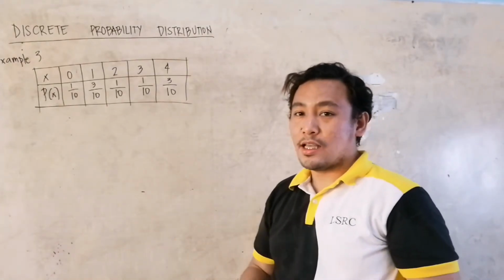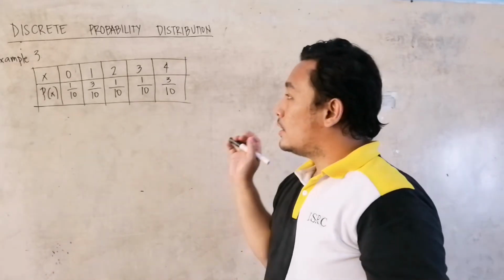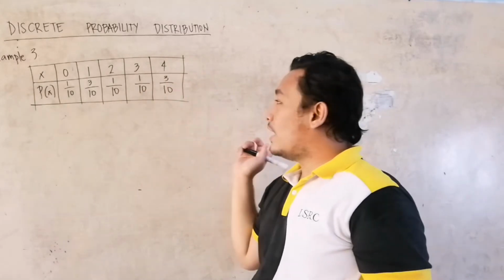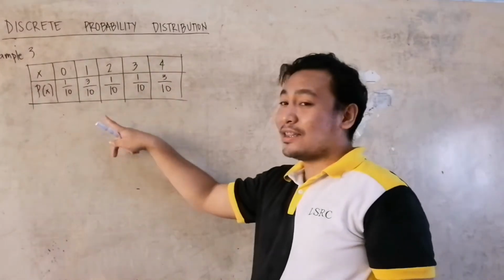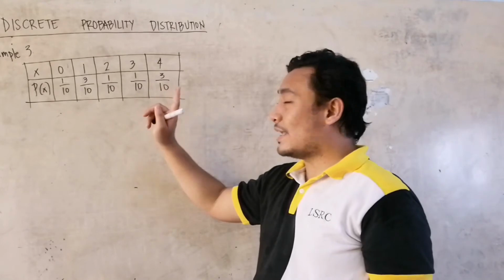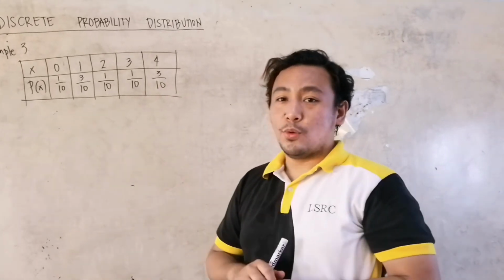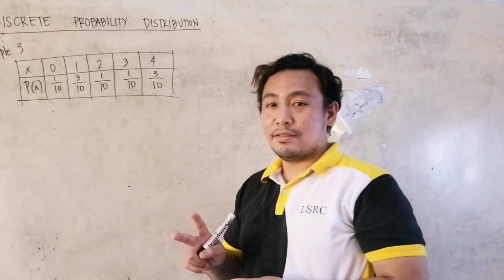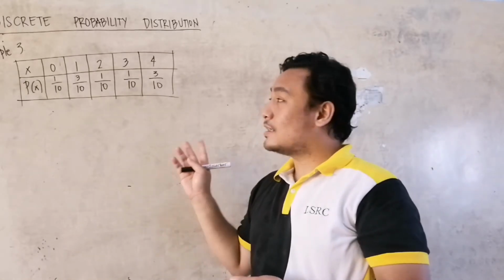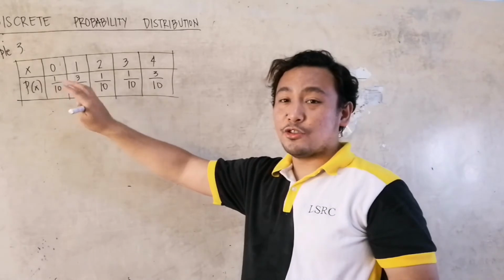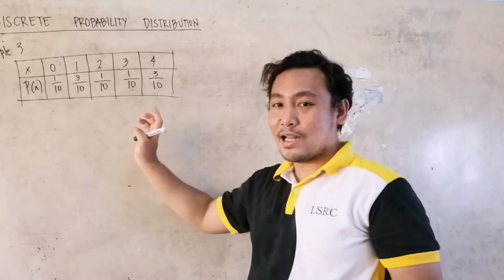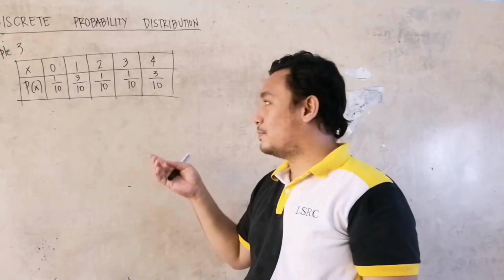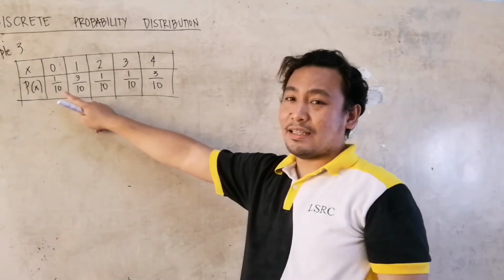Very good. Okay, let's have example number 3. So this will be our last example. So for the values of x, we have 0, 1, 2, 3, and 4. And for the probabilities, we have 1/10, 3/10, 1/10, 1/10, and 3/10. So again, kailangan mo satisfy yung two properties. So for the first property, kailangan yung probability natin should be greater than or equal to 0 but less than 1.